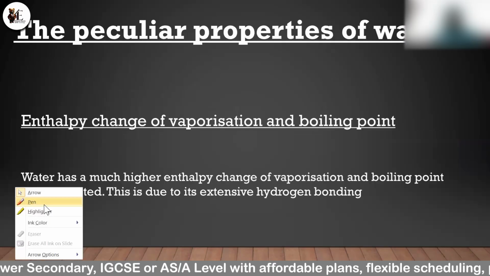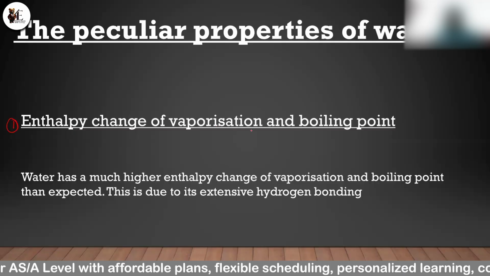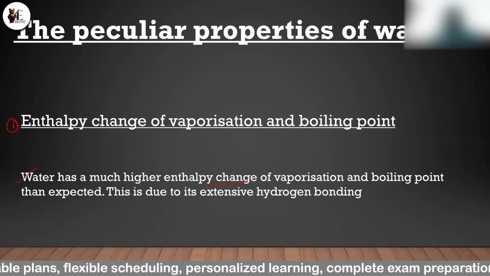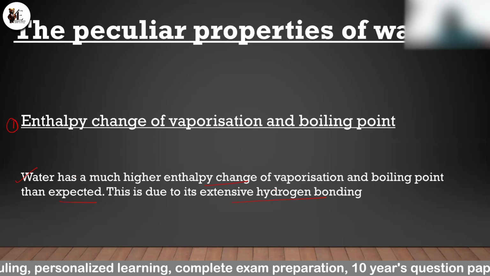Okay, now the last topic is the peculiar properties of water. The first property is enthalpy change of vaporization and boiling point. Water has a much higher enthalpy change of vaporization and boiling point than expected. Why does it happen? Because of extensive hydrogen bonding in water.